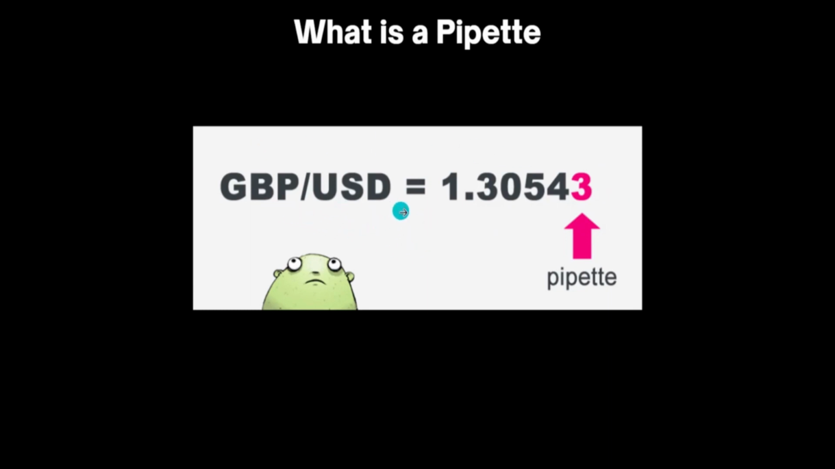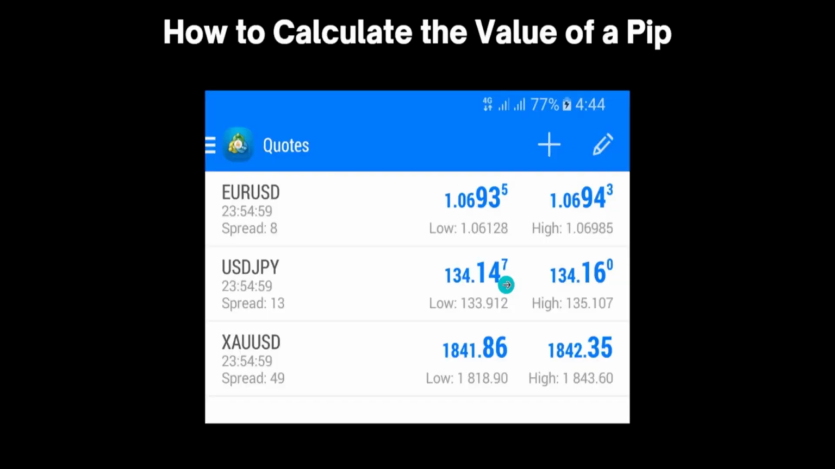GBP/USD is equivalent to 1.3054, and then the last digit is a fraction of a PIP. We don't consider it because it is very infinitesimal. When we come to measure a PIP, we don't consider this last one. So we only consider the 4th digit as our PIP, okay? We have an increment of 2 PIPs. 4 plus 2 will give you 6. So this one, we have an increment of 2 PIPs.